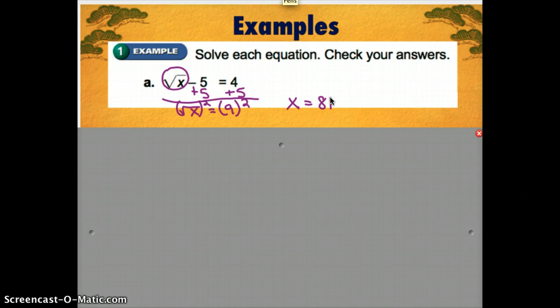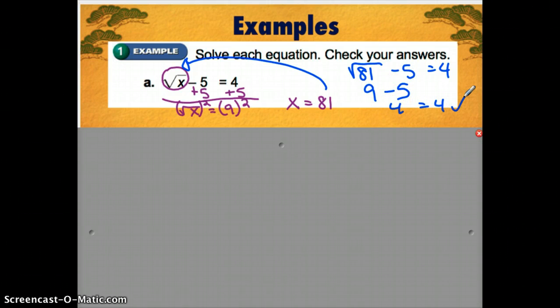Sometimes we get some weird things happening here, so I do want to check my answer and see if x really is 81. I'd plug it in. Is the square root of 81 minus 5 really equal to 4? Well, square root of 81 is 9, and 9 minus 5 does equal 4, so it checked out. My answer in this case was x equals 81.